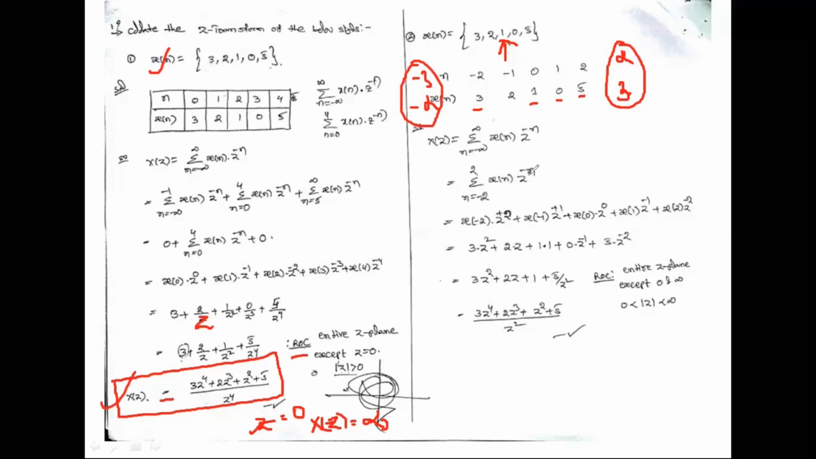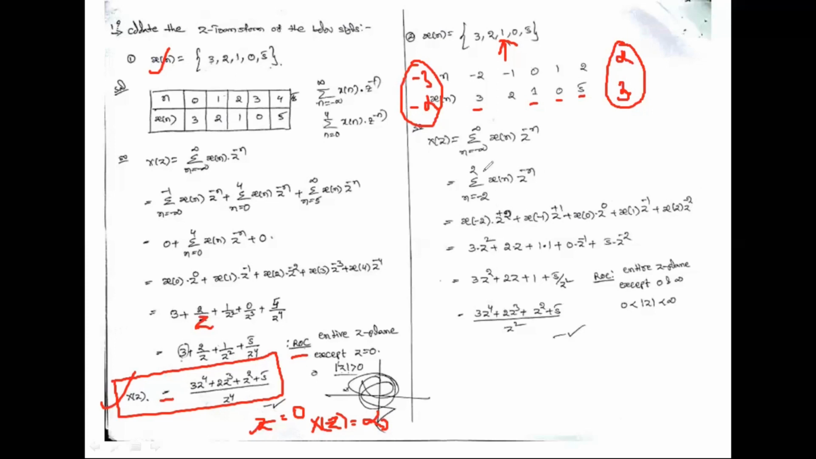X of n z power minus n. Expand the values. X of minus 2, z power minus of minus 2, it becomes z square. X of minus 1, z power minus of minus 1, z power 1. And x of 0, z power 0. X of 1, z power minus 1. And x of 2, z power minus 2.